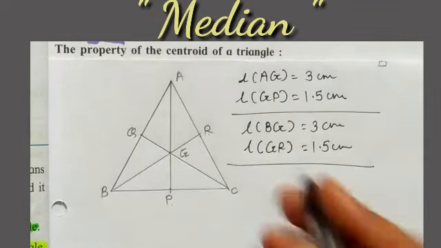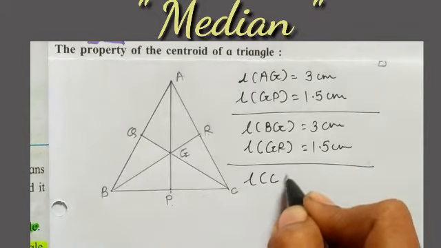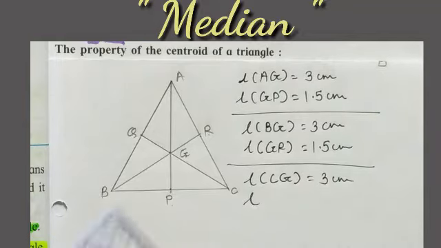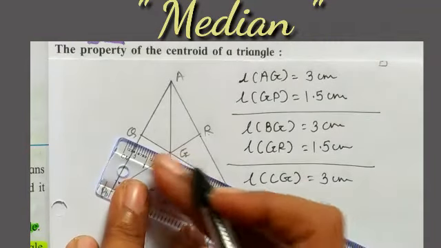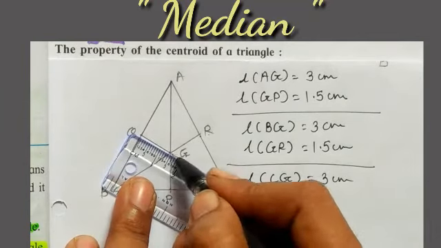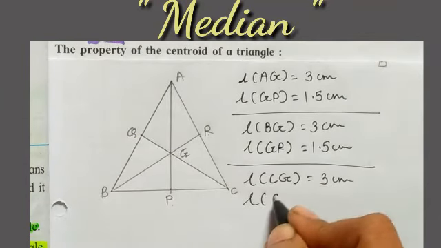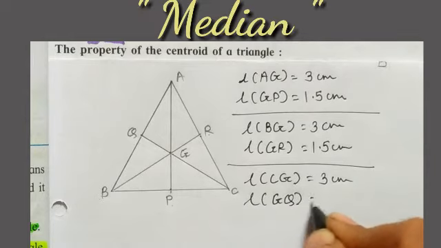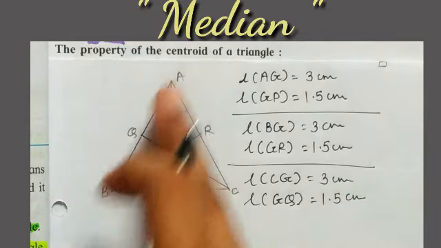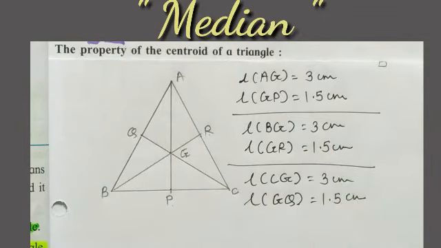is also 3 centimeter and the length of GQ is also 1.5 centimeter. As I have taken an acute angle here, that's why all the measurements are the same. But if you take another type of triangle, then also you will get a similar result.